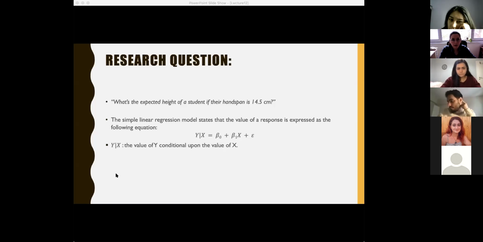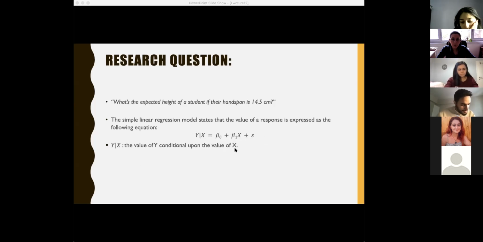And so we can express that by looking at this equation in here, okay? So y, this guy means the value of y conditional upon the value of x, okay? And here is our simple linear regression model. And we want to explain this research question.